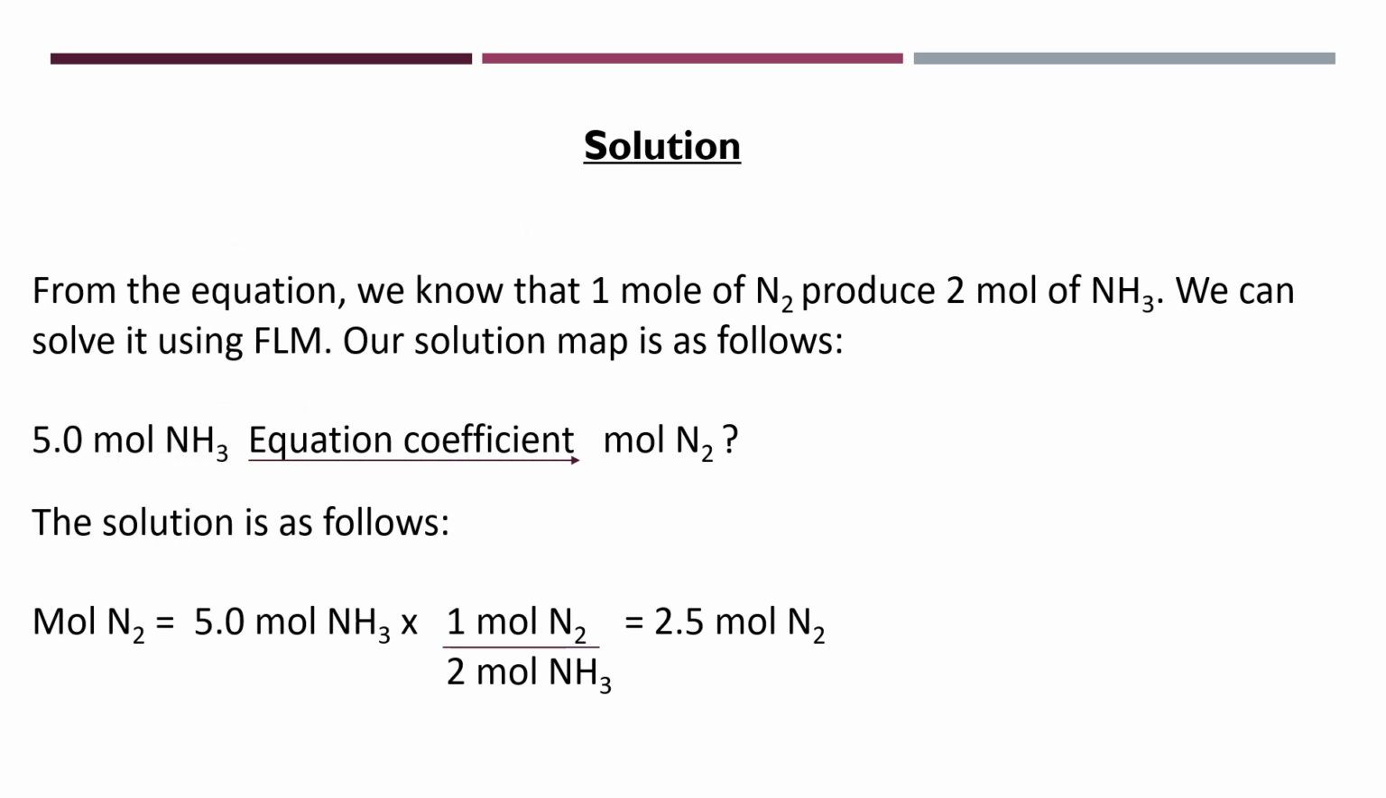Solution. From the equation we know that 1 mole of nitrogen produces 2 moles of ammonia. We can solve it using FLM, the factor label method. Our solution map is as follows: 5.0 mole NH3 → equation coefficient → mole N2 (?). The solution is as follows. Mole N2 is equal to 5.0 mole NH3 multiplied by 1 mole N2 divided by 2 mole NH3, equal to 2.5 mole N2.